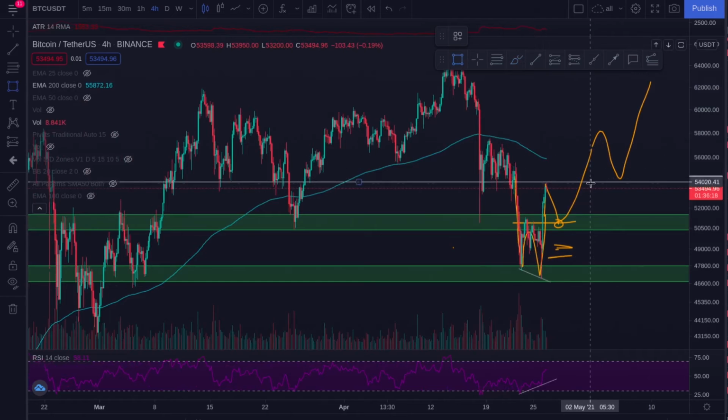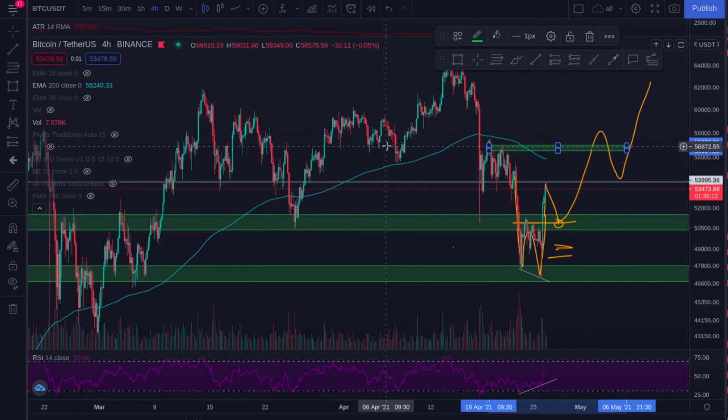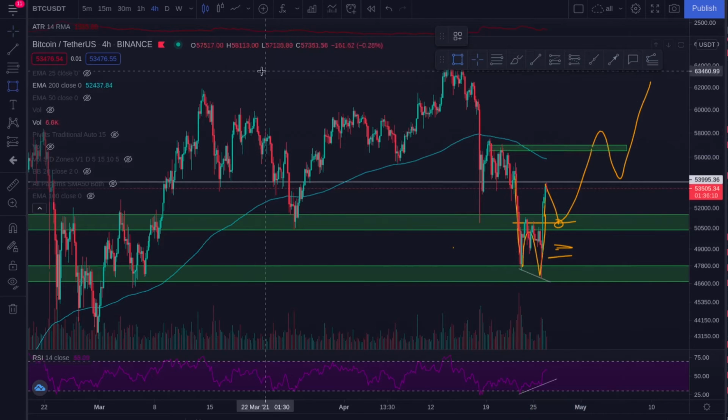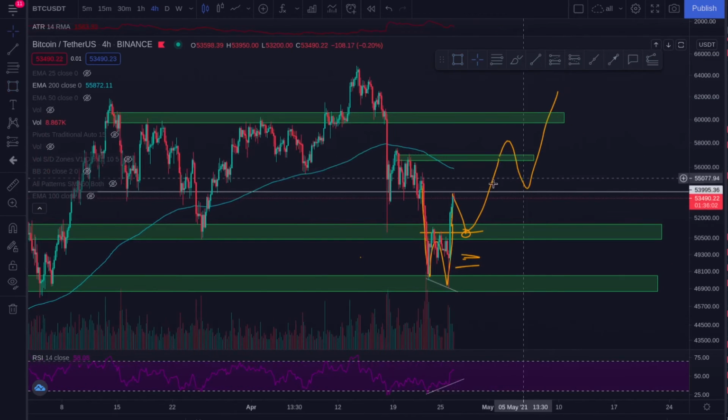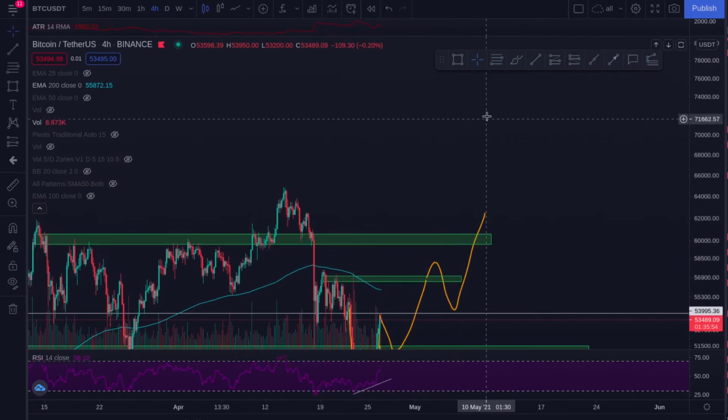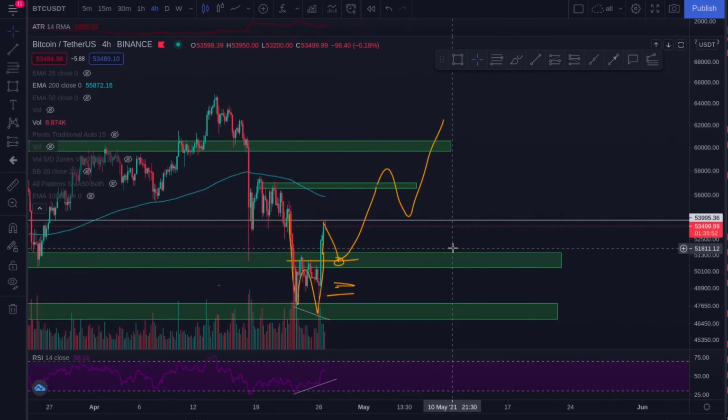Once we break this and retest this, I'm expecting some kind of rejection from here. We had this local resistance, and the next major area of interest is around 60k. If we long, most probably we would be closing the longs over here, or we can still hold to 72k. So yeah, that's for Bitcoin, expecting a retrace somewhere over here.